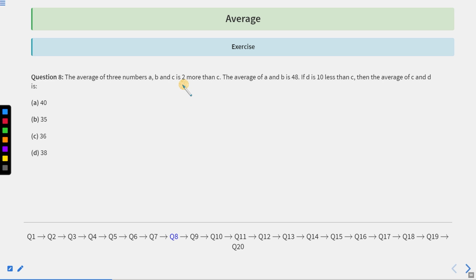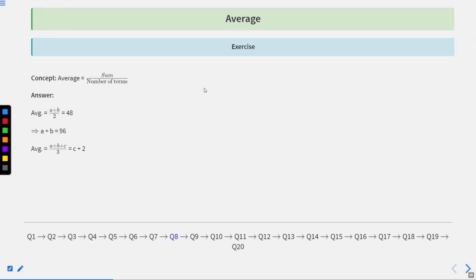Question number 8. The average of three numbers A, B, and C is 2 more than C. The average of A and B is 48. If D is 10 less than C, then the average of C and D is. So we are interested in finding the average of C and D. The concept that will be useful here is average equal to sum of observations upon number of observations. So we have average equal to A plus B upon 2 equal to 48. That means A plus B will be equal to 96.